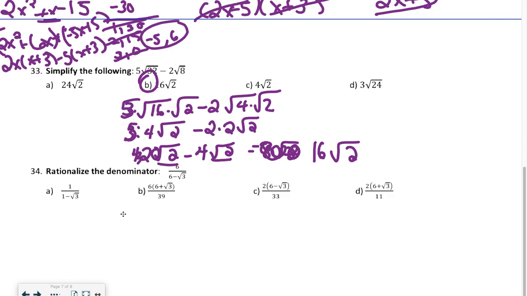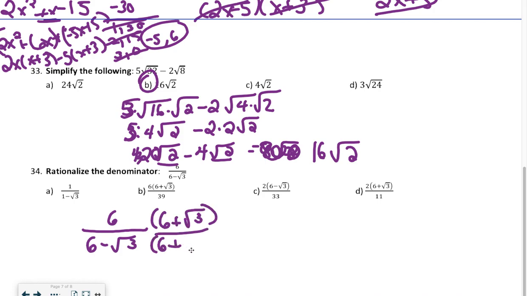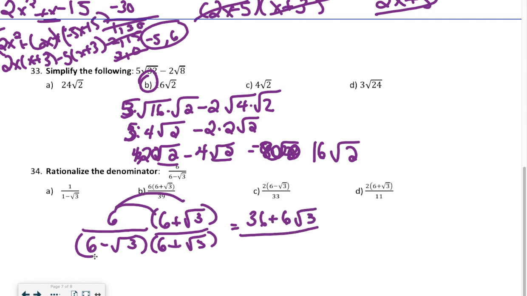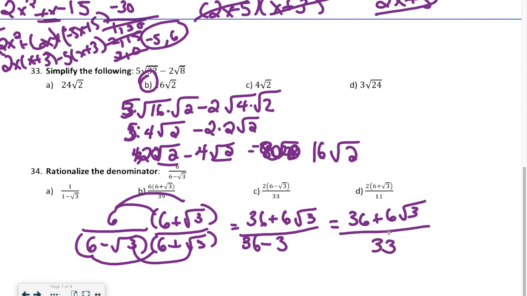When it says to rationalize the denominator, in the case of a binomial denominator, you use what we call the conjugate. It's the same exact denominator, but we just go opposite in the middle. 6 times 6 is 36. 6 times radical 3 is 6 radical 3. Conjugate pair, the middle terms cancel, so this is 36 minus 3. 36 plus 6 radical 3 over 33.